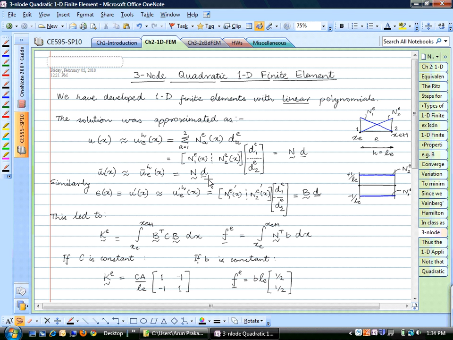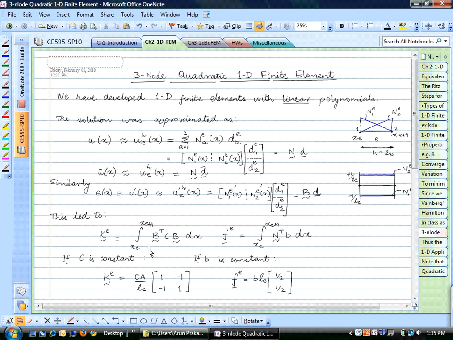Similarly, you can approximate the virtual displacements with the same shape functions, and there's a bar for the virtual displacement. And finally, if you wanted to calculate the real strains within the element at any point, that could also be calculated using the derivatives of the shape function matrix, which we are denoting by B.